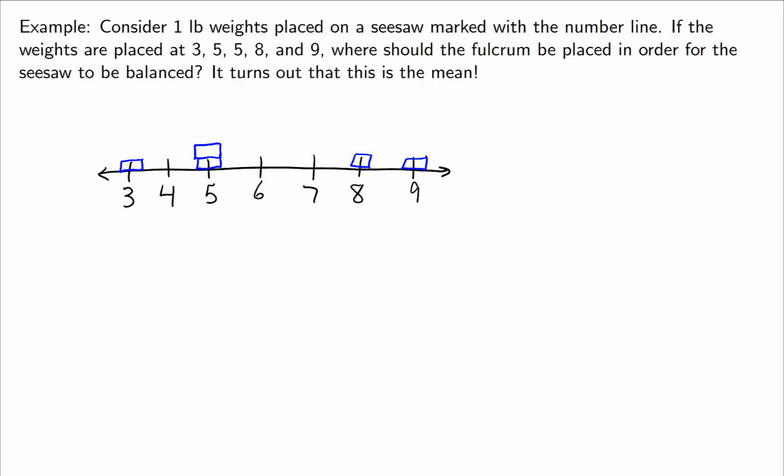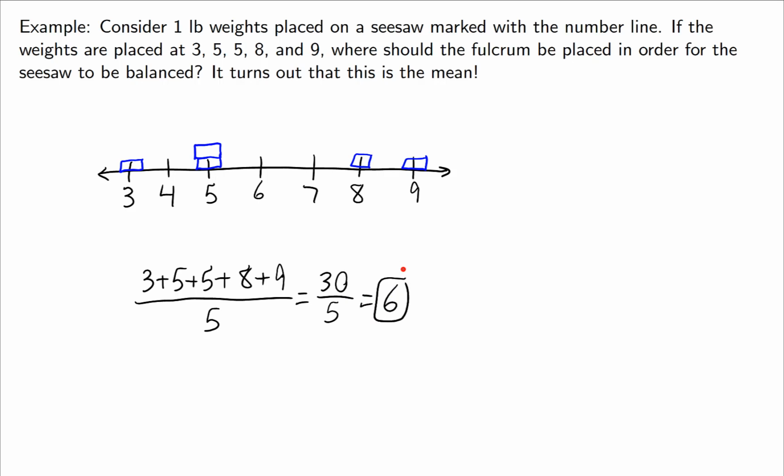Aside from that, what it turns out is calculating the mean of these values will actually tell you exactly where the balance would have to be. Let's calculate that mean. Here are the values that are going into the problem, and if we add them together, we get 30 divided by 5, which is 6. With that said, if I were to place my fulcrum at the 6, then this system would actually be balanced.